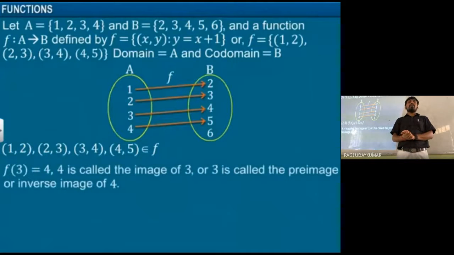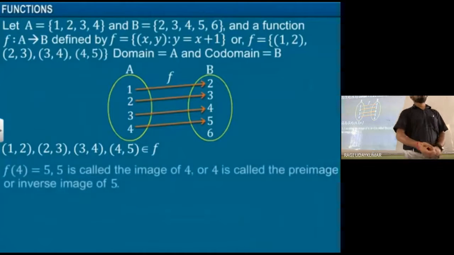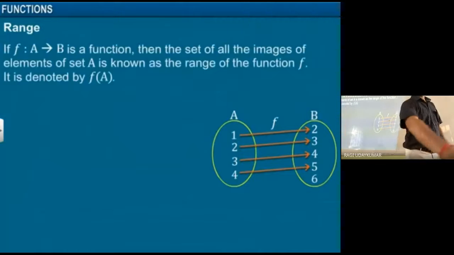समझ में आया ना? So f of 4 equal to 5. In the same way, f of 4 is equal to 5 also. Okay. So now here, range. What is meant by a range here? A function is a function, A to B is a function.